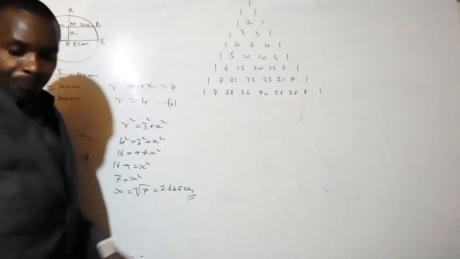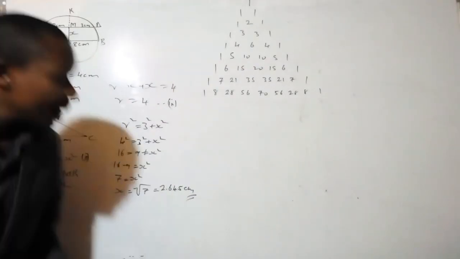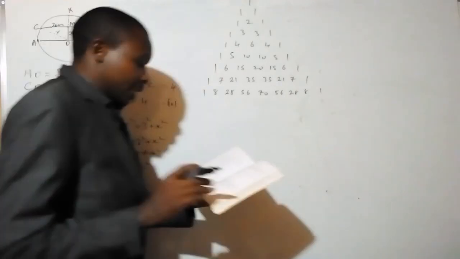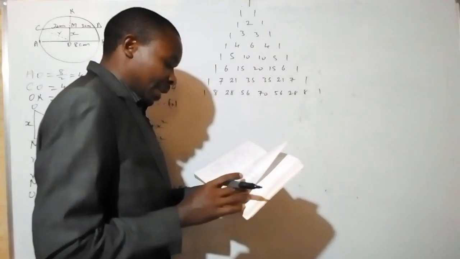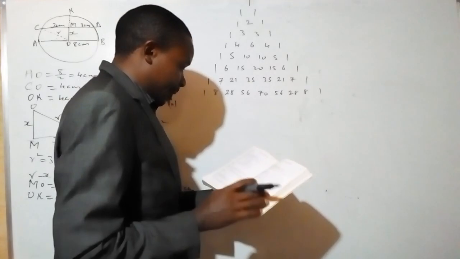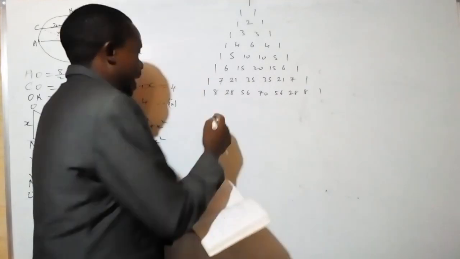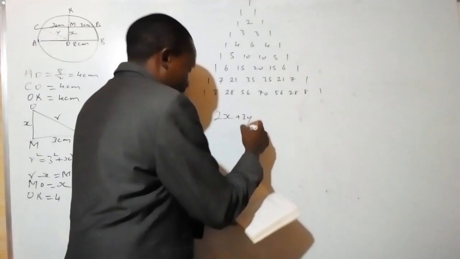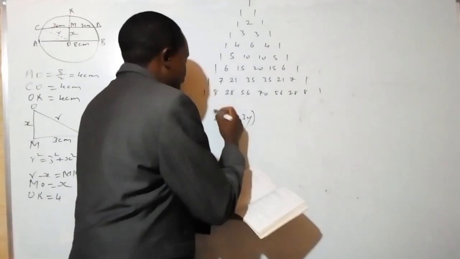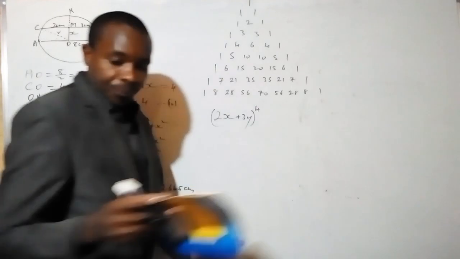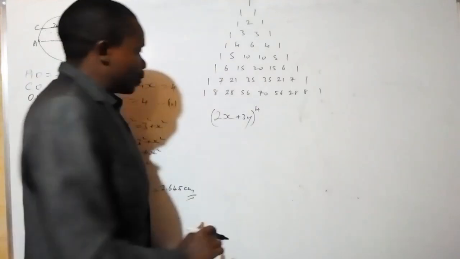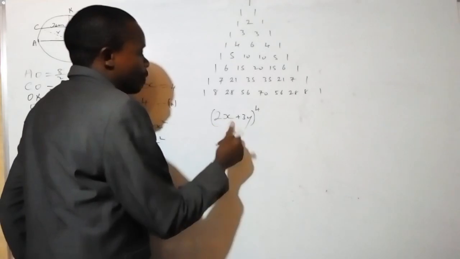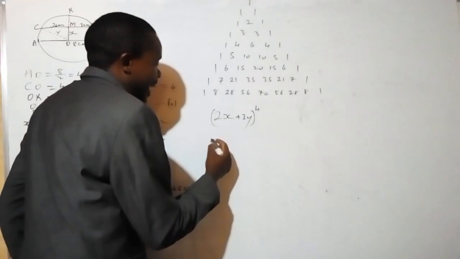Next, you can have a question. For example, you've been told to expand (2x plus 3y) raised to power 4. The first thing that you are supposed to do, the first number 2x, you first of all raise it to the highest power. That is 4.